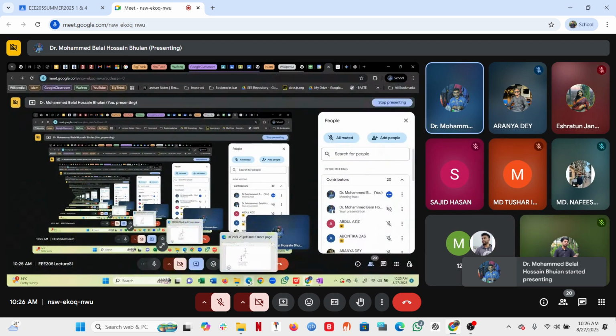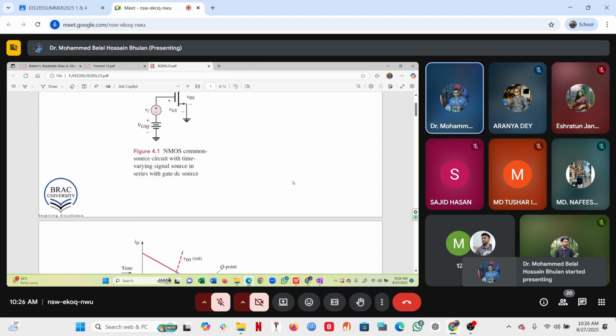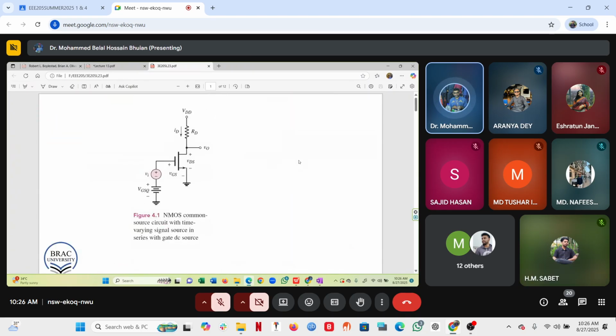Okay. So now we want to find out the same thing for a MOSFET. Let's say this is a typical MOS amplifier. Here is the input signal Vi, and this is for biasing. The output V0 is taken from here, and this is biased by BJT. First of all, we're going to determine the small signal parameters.